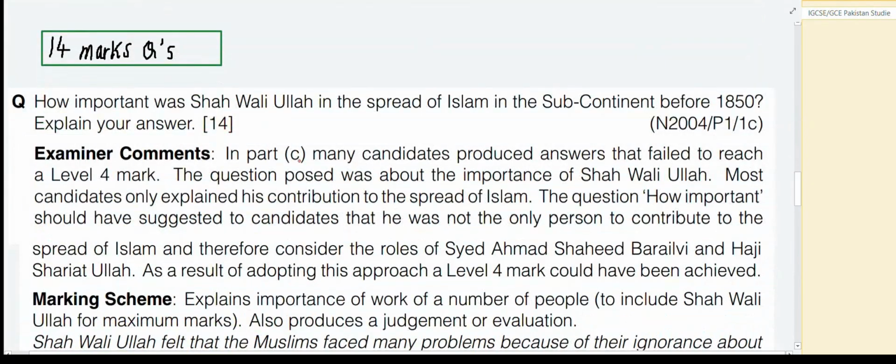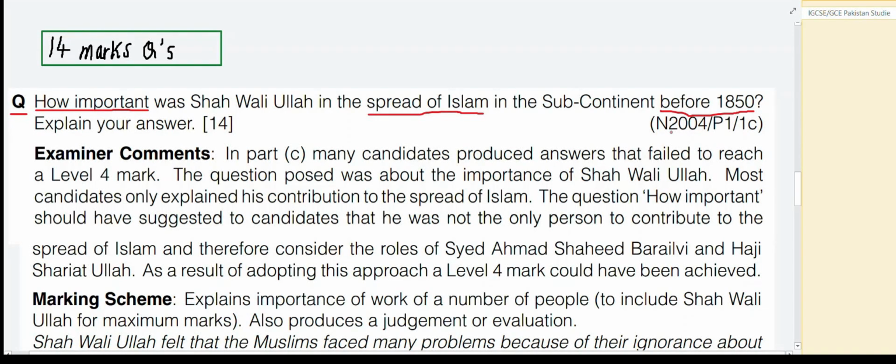Now we are done with 4 marks questions, we are done with 7 mark questions. Now we'll be doing 14 marks questions, right? The first question: how important was Shah Waliullah in the spread of Islam in the subcontinent before 1850? This is very, very important. Underline the keywords. First one is how important, second one is spread of Islam. These are three important keywords: how important, spread of Islam, and before 1850.